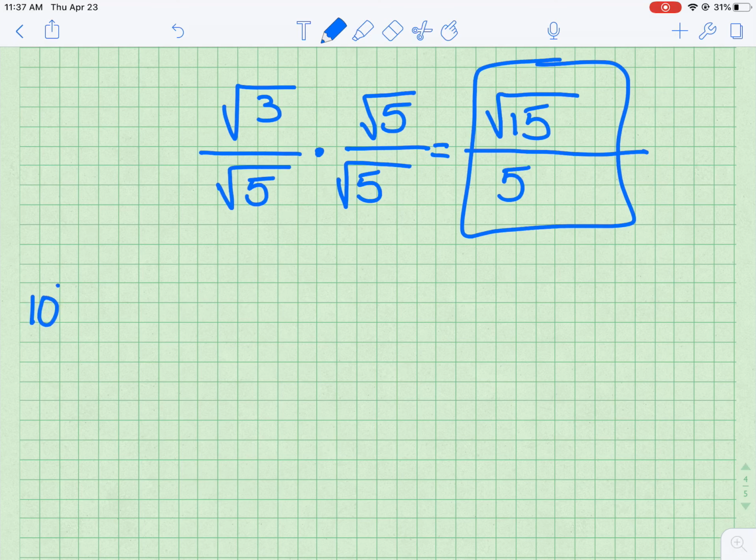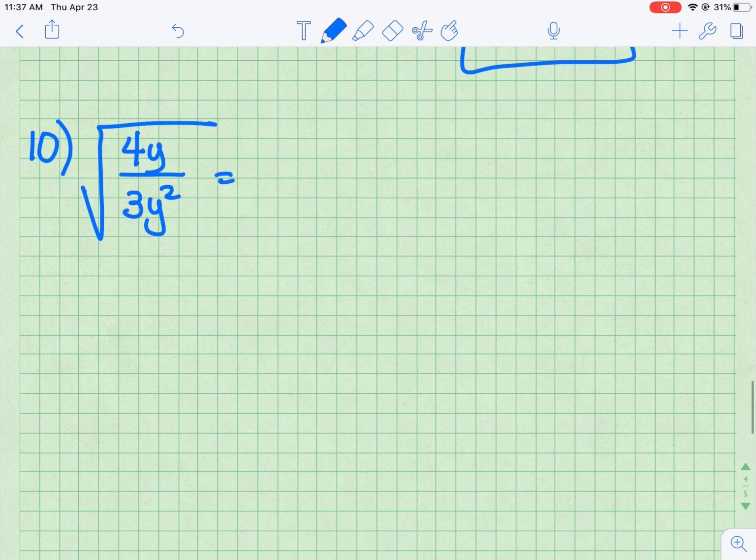Number 10 is the square root of 4y over 3y squared. Well, I don't like it written that way. You don't have to do what I'm doing here. There's a lot of different ways to get to the right answer. I'm just showing you one way. The square root of 4y over the square root of 3y squared. And again, I could pull out the y's in the denominator, but I'm going to get rid of that square root of 3y squared in the denominator.